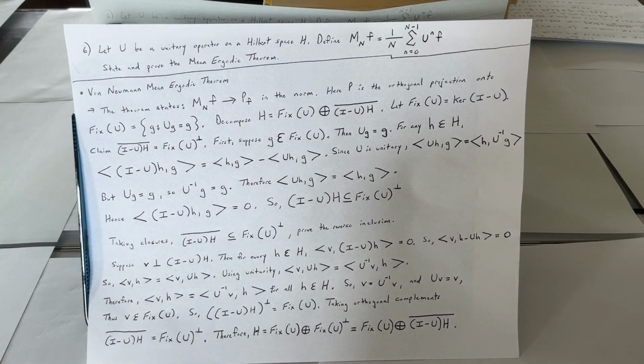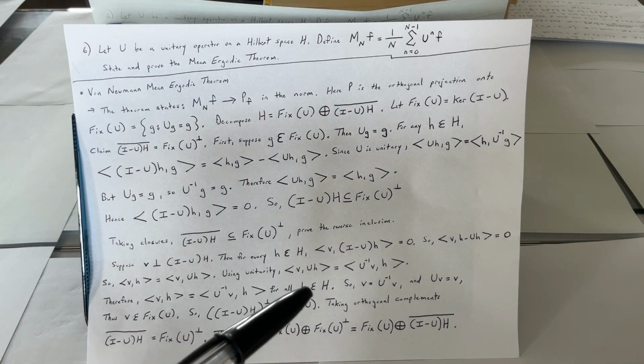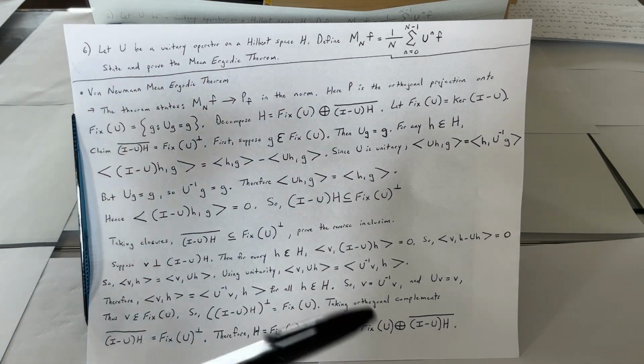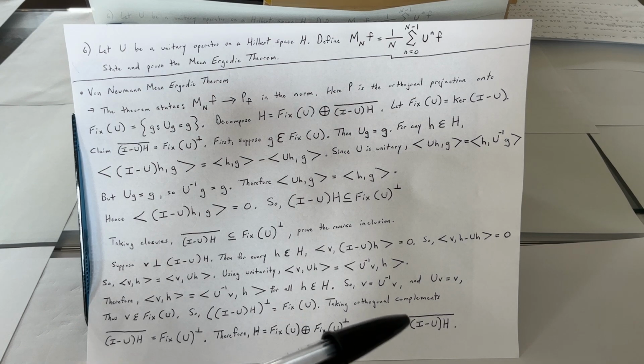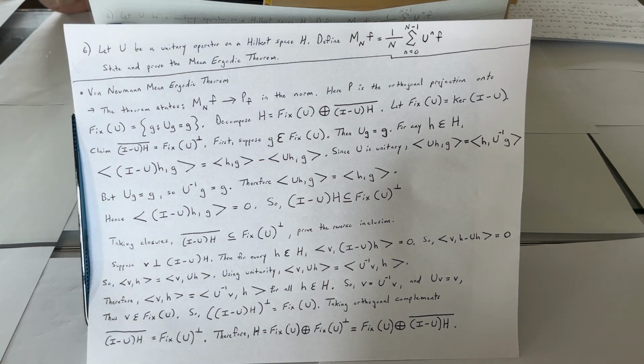So we get the following: the perp equals Fix of U. And then we're going to take the orthogonal complements. Set this equal to Fix of U perp. And therefore H equals Fix U direct sum Fix U perp, which equals Fix U direct sum the closure of the range of I minus U.